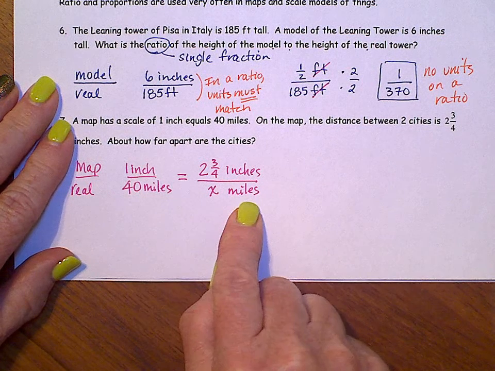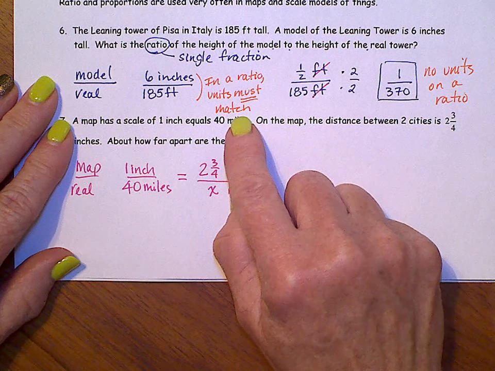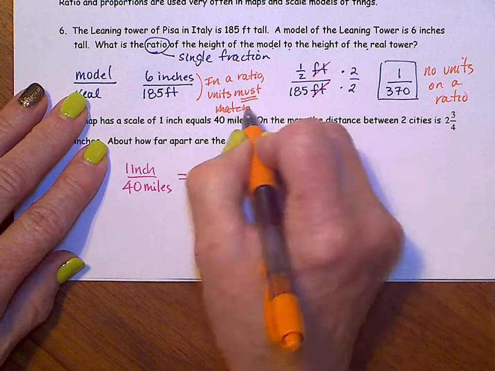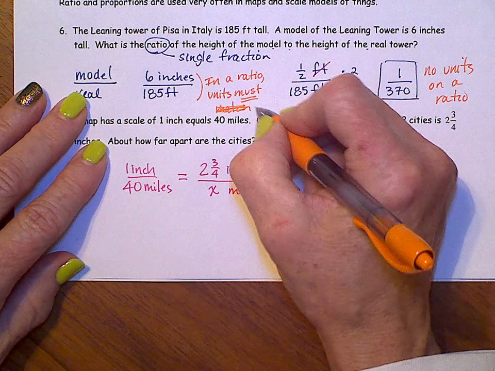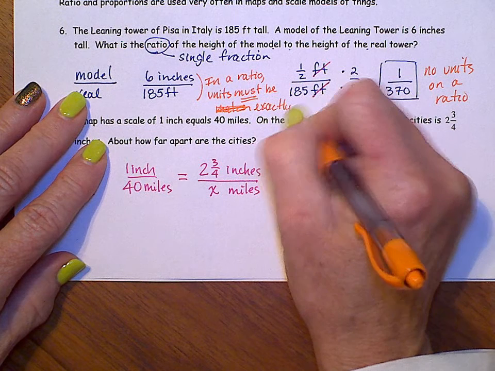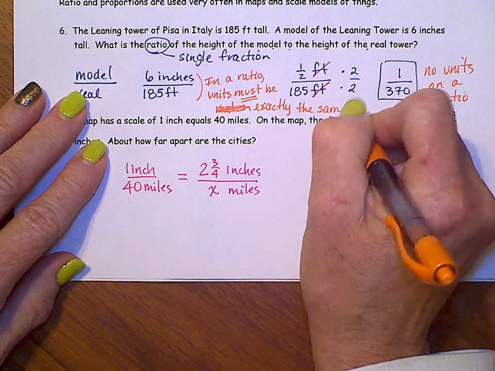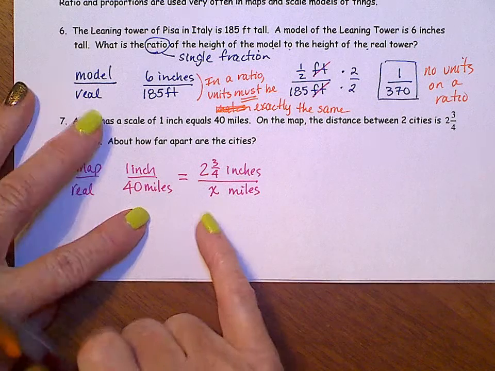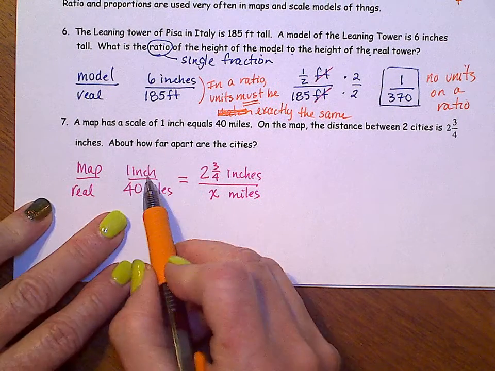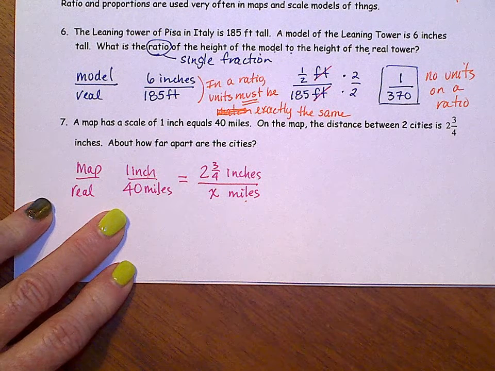But in a ratio, they didn't just have to match, they had to be exactly the same. So maybe I should go back and take out this word match here and say must be exactly the same. And in this proportion down here, the units just have to match up. So inches to inches, miles to miles. All right, we need to solve this.